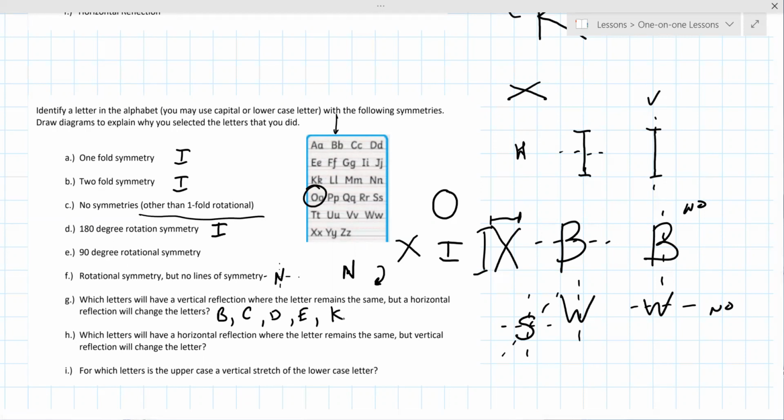So basically, if L works, then the top and the bottom are the same. I said O. O as in orange. Well, but it says a horizontal reflection will change the letters. So O is bad because even though the top and bottom look the same, the cut the other way doesn't work. Yeah. So I think those are it.